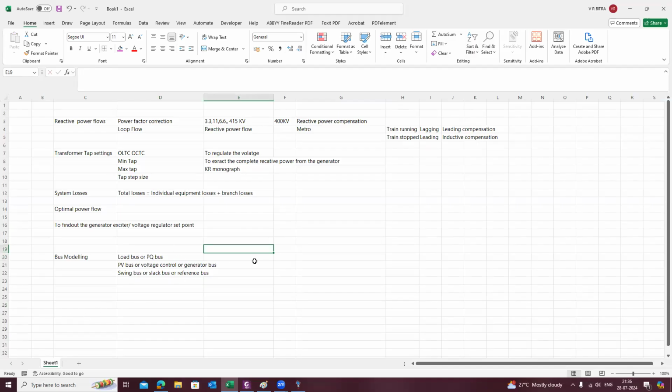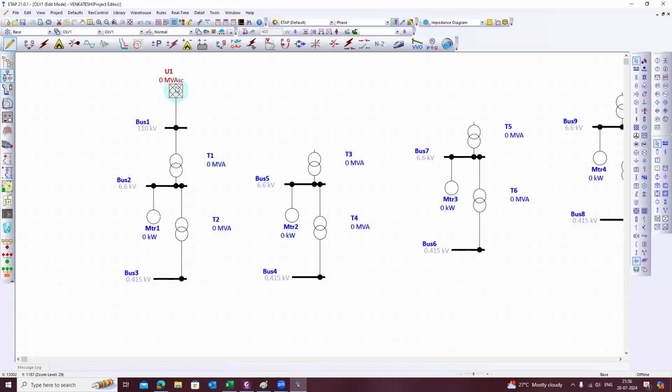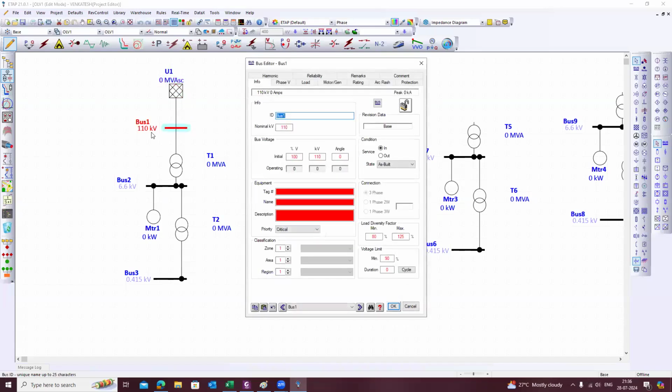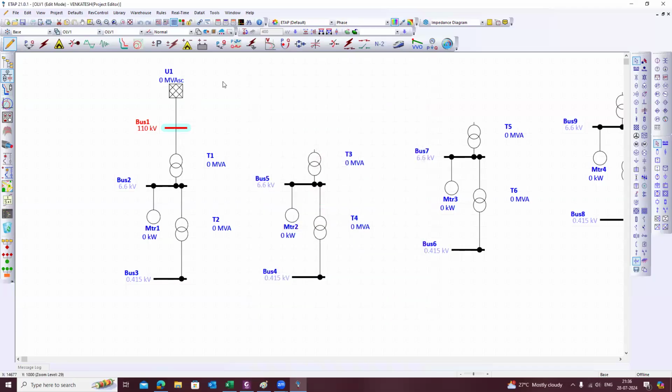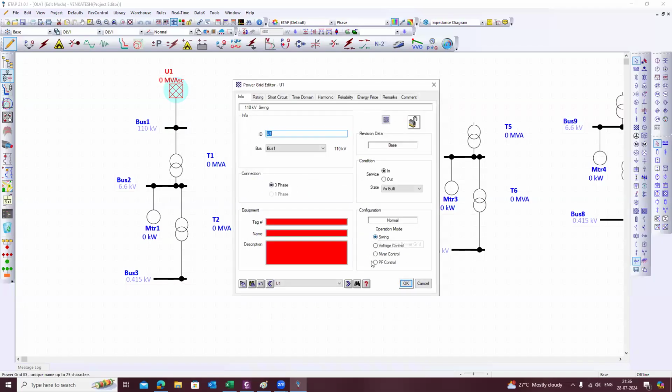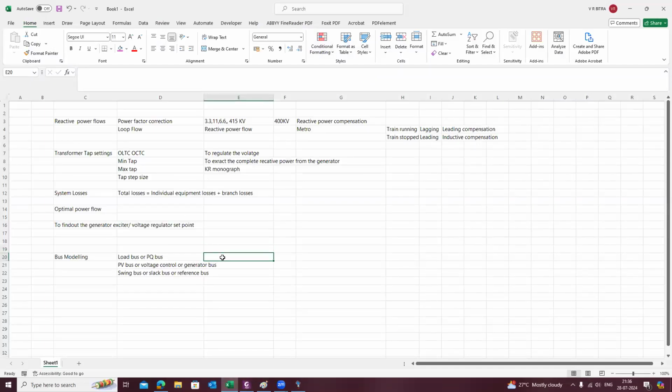Now for these buses, you need to identify what is known and what is unknown. See, this is the grid, and the grid is connected to the bus. This is called the swing bus. If you go to the grid here, there are different operating modes. In the swing bus, what parameters do we give for the grid? That defines the bus. For the PQ bus, or the load bus, you define the parameters P and Q. So for this load bus, which parameters are known and which are unknown?